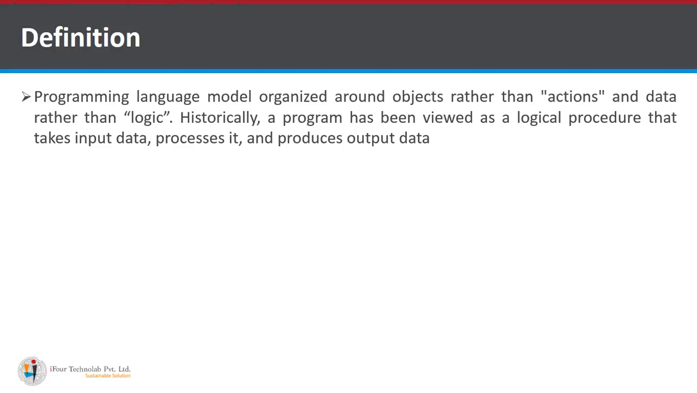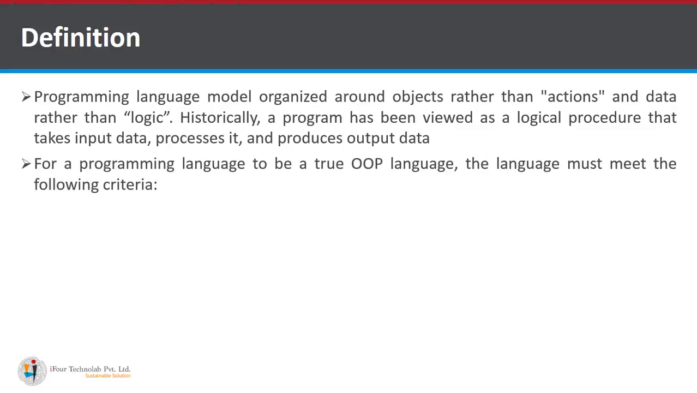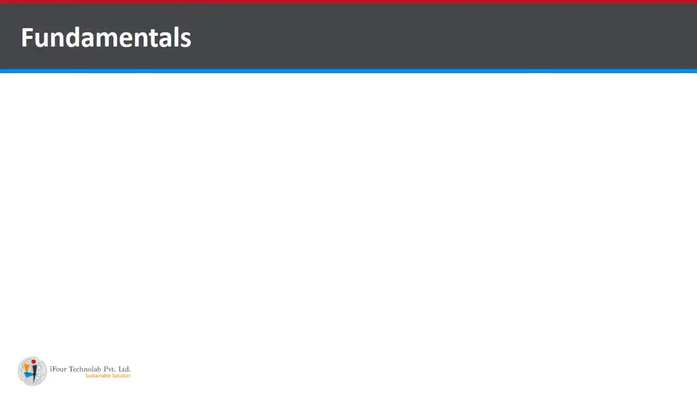Historically, a program has been viewed as a logical procedure that takes input data, processes it, and produces output data. For a programming language to be a true OOP language, the language must meet the following criteria. So what are these criteria? There are four criteria, that is abstraction, encapsulation, polymorphism, and inheritance. Now let's see them all in definition.